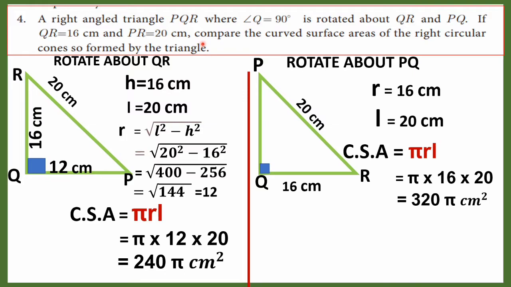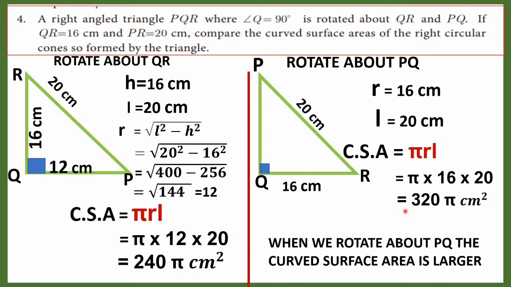But the question is, we have to compare the curved surface areas. Compare both the areas. What happened? This one is larger. So when we rotate about PQ, the curved surface area is larger. Like this you have to complete the answer.